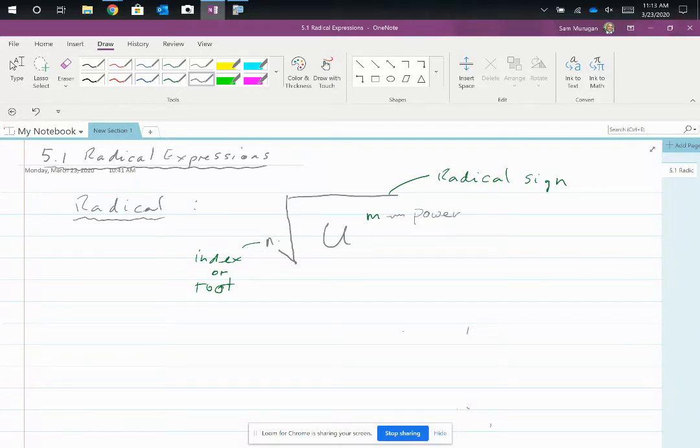Okay, so we're starting chapter 5.1, which is a chapter on radical expressions. And I first wanted to explain what a radical is. A radical is divided up into a few parts. We have the index or the root, designated by n, the radical sign, and the power. M is designated as the power.